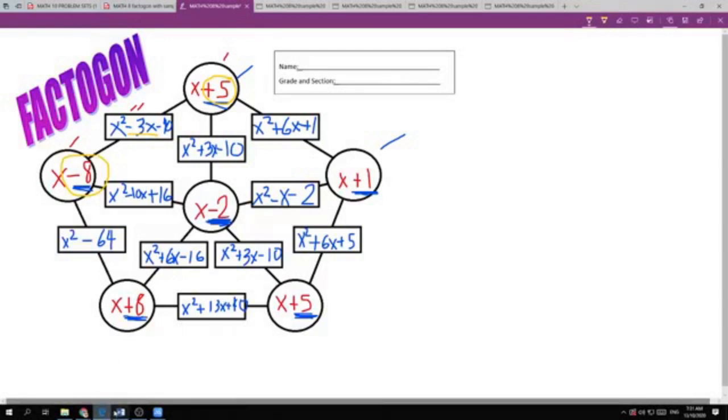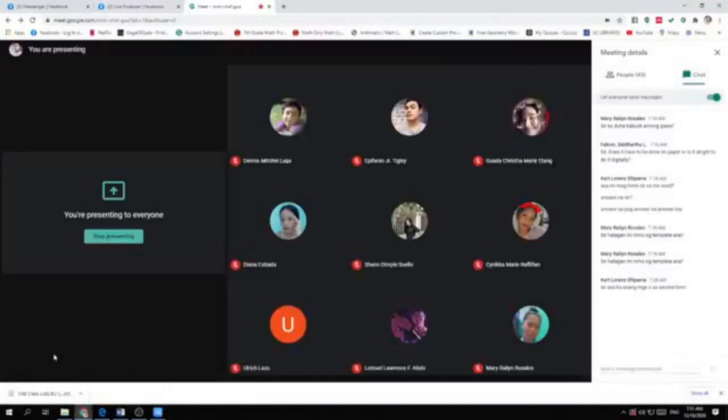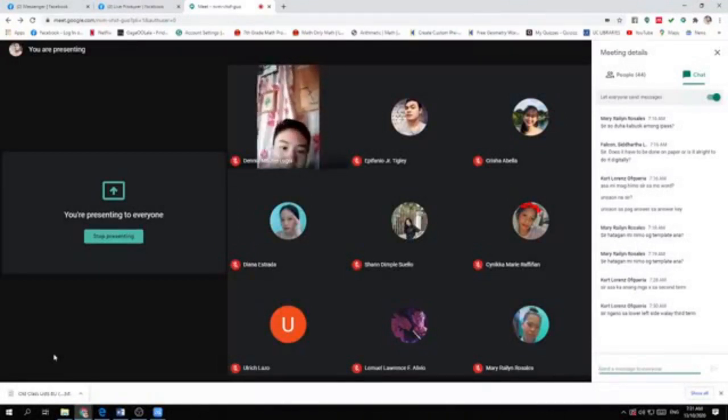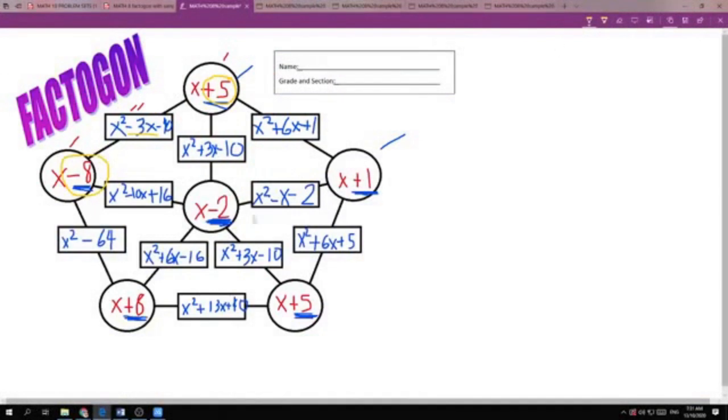Another question is, why is it that in the lower left side there is no third term? You have noticed here, if you will be factoring this section, this is an example of a difference of two squares. Since it has two squares, it has only two terms, so it is possible to have no third term, because the middle term is 0x.